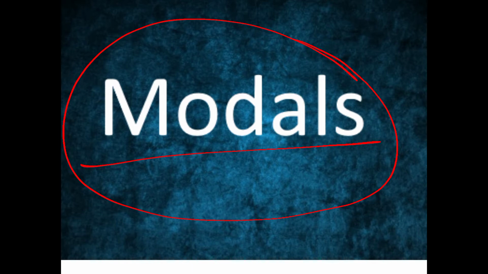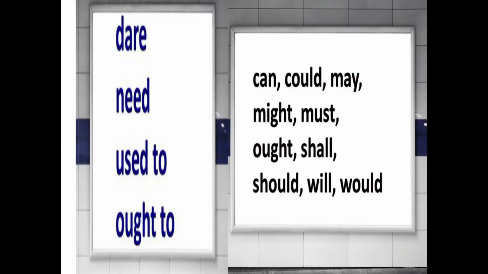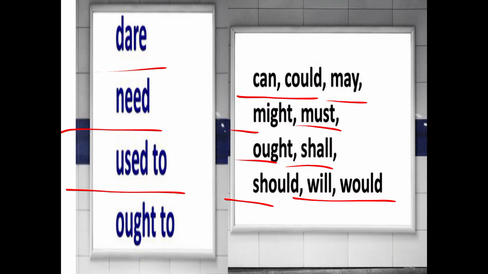So let's start with the different rules or uses of the different modals, or we can say the modal verbs. Now you can check here the different modal verbs: can, could, may, might, must, ought, shall, should, will, would, dare, need, used to, ought to. Okay, so we will talk about them one by one.